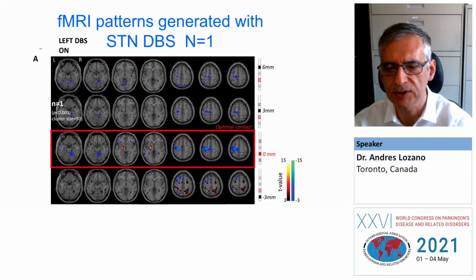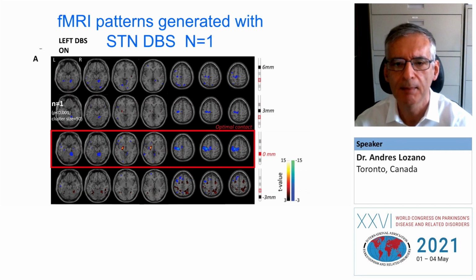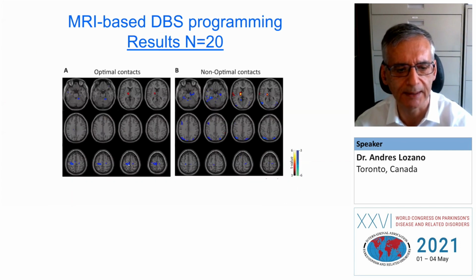We then pooled the results in 20 patients, and exactly the same pattern emerges. On the left side, you see the pattern of deactivation of the primary motor cortex with optimal stimulation settings and stimulation at the level of the DBS electrode, seen here in red. As you move away towards non-optimal contacts, you get much less deactivation of the primary motor cortex, and you start to see spillover into activation of non-motor areas. So we think that this is a signature of the optimal contact, which is separate and distinct from the pattern that you achieve when you stimulate at the non-optimal contact.